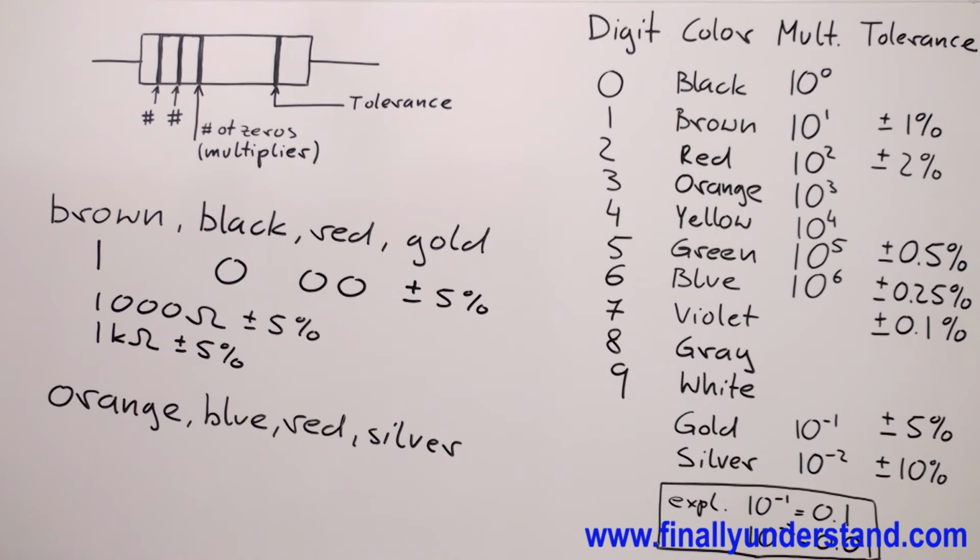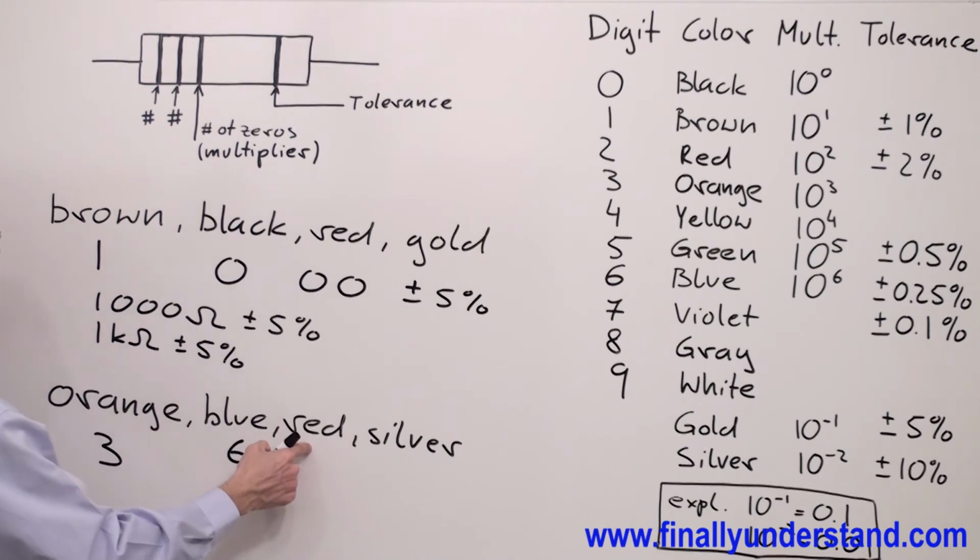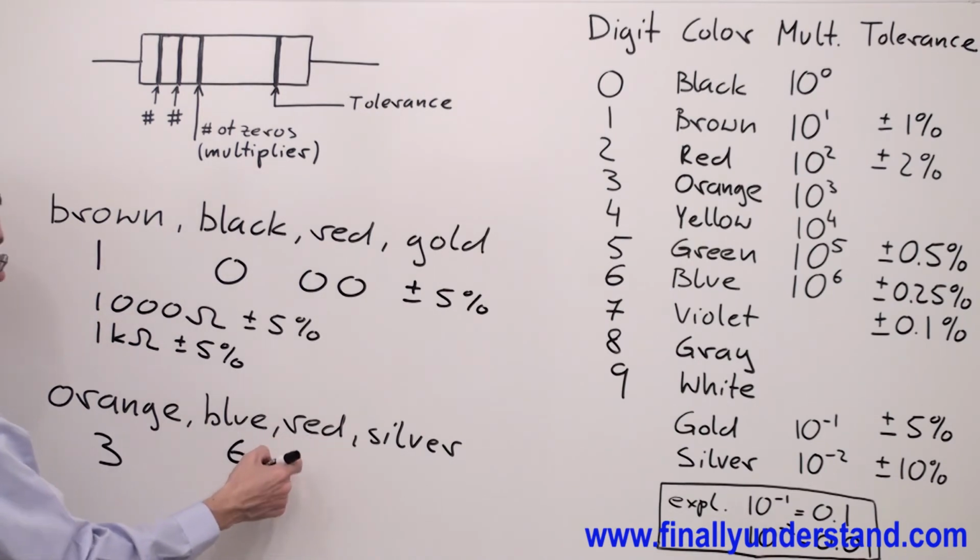Let's take a look at the second one. We have orange, blue, red, silver. Orange represents digit 3. Blue represents digit 6. Red at the third position is telling me that I have 2 zeros.